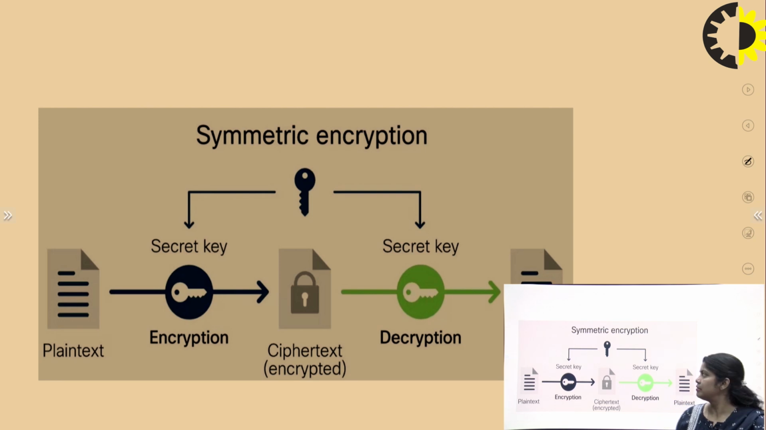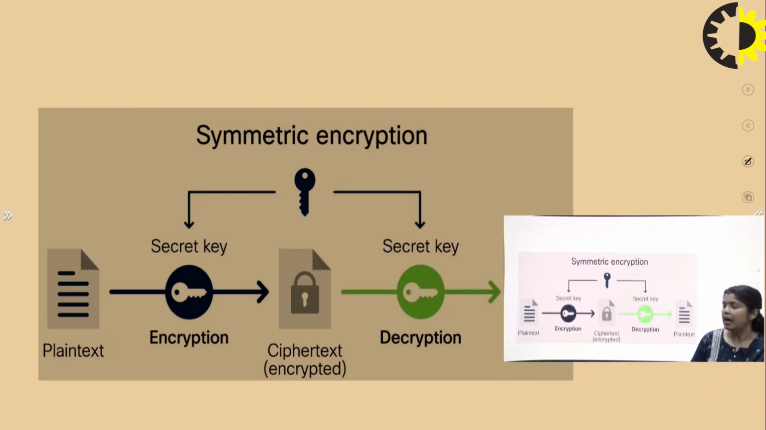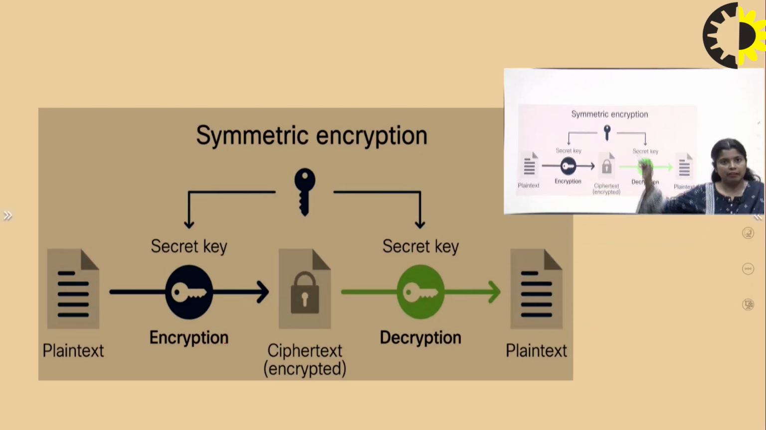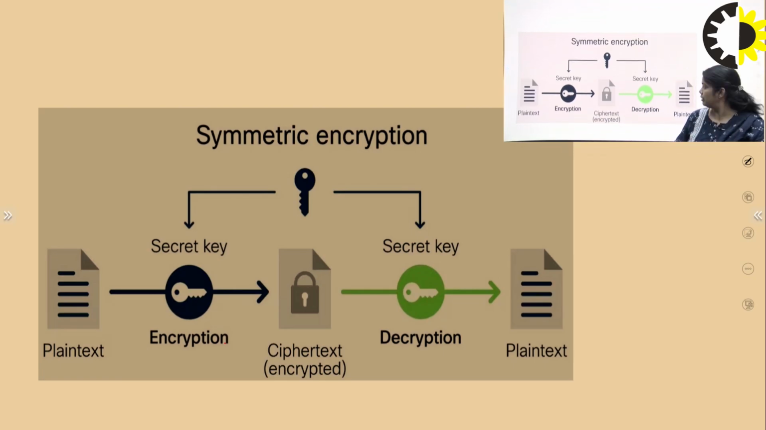Now let's discuss symmetric key encryption. In symmetric key encryption, you can see here there is a plain text. Plain text means whatever message you are transmitting to your friend, whatever you are creating, that is your plain text. Then some encryption algorithm and the secret key are applied, and you get the ciphertext.